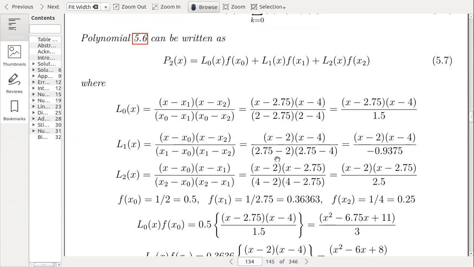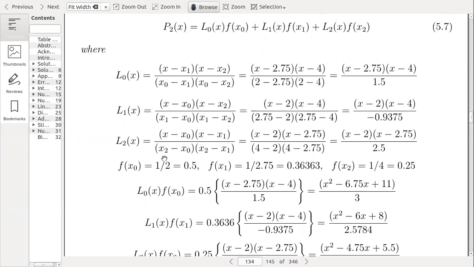And after simplification, we have this term. And for the third factor L2 of x, we will have (x minus x0)(x minus x1), and these factors can be replaced as a denominator, but with x replaced with x2. And by substituting the points, we have the term (x minus 2)(x minus 2.75) over 2.5.